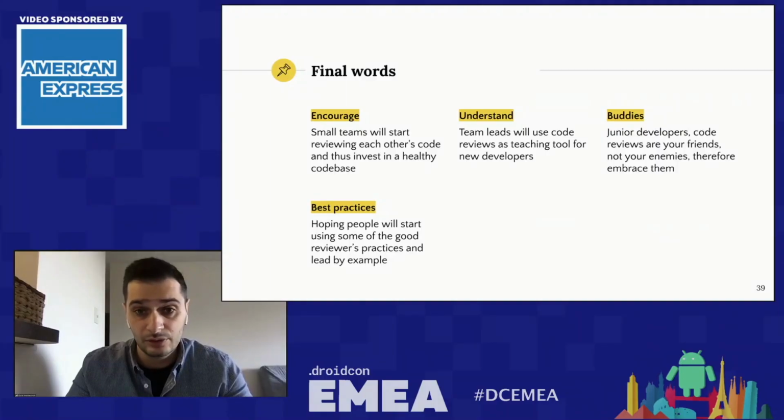Spend more time on code reviews. Hoping team leads understand the importance of the code review and the fact that it is actually a tool for interaction and teaching and growing your team. Junior developers, code reviews are your best friends. Love them, embrace them. You'll learn a lot.